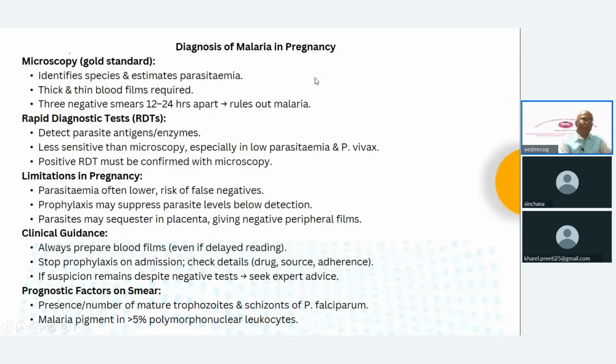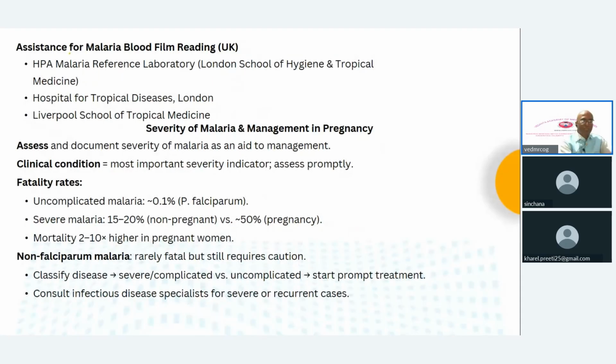Then assistance for malaria blood film is mainly from 3 places in the UK. One is the HPA Malaria Reference Laboratory, situated in London. Then the Hospital for Tropical Diseases in London. Then the Liverpool School of Tropical Medicine, at Liverpool. So these are the 3 places which can be contacted. Generally, questions are not asked on this.